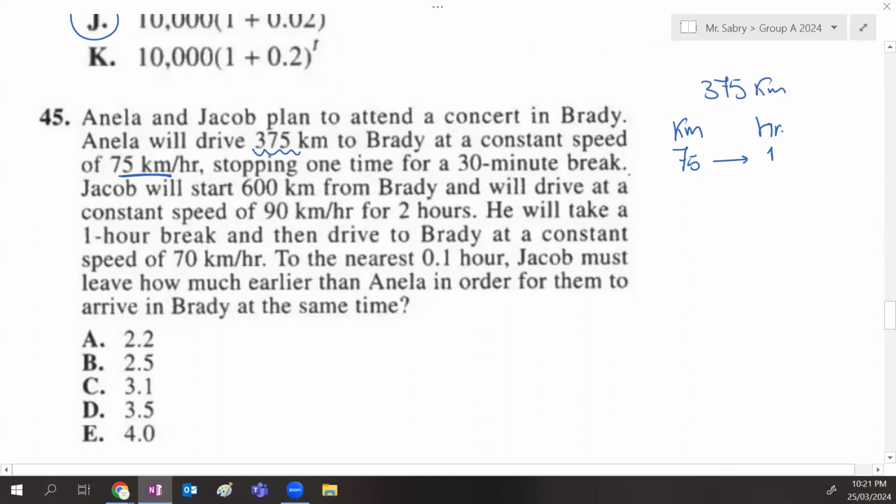She stops one time for a 30-minute break. So apparently she stopped, and we'll add 30 minutes because she stopped for a while. I'll add them later, but I put them on the side for now.